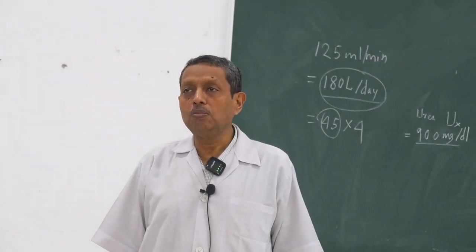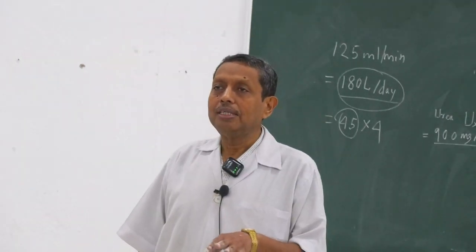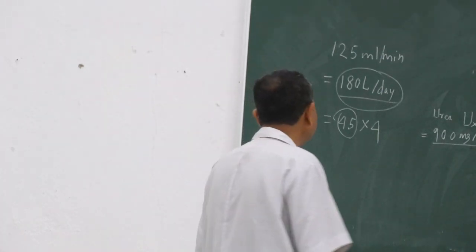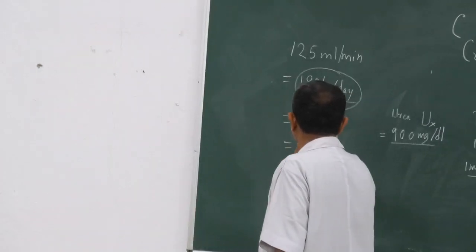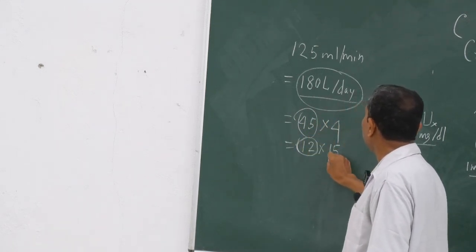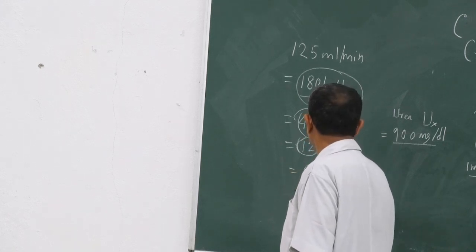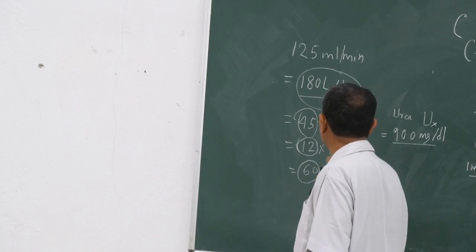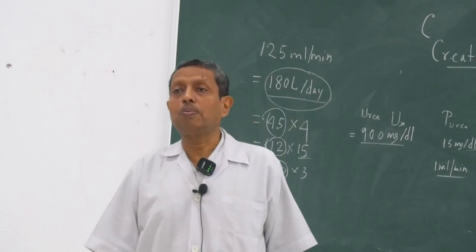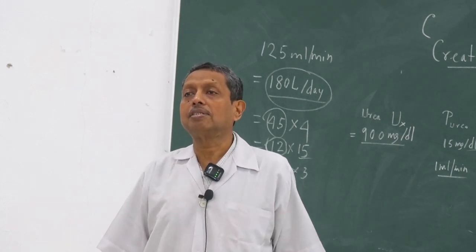Our extracellular fluid volume is roughly, in a 60 to 70 kg individual, 20% of the body weight, so 12 liters. So if you take that volume, it is 15 times, and 60 times the plasma volume per day is filtered. A huge amount of filtrate is required, and that is required to eliminate all the substances.